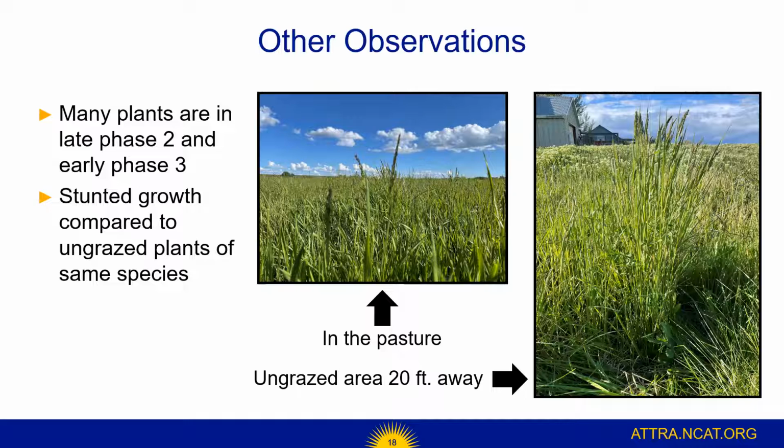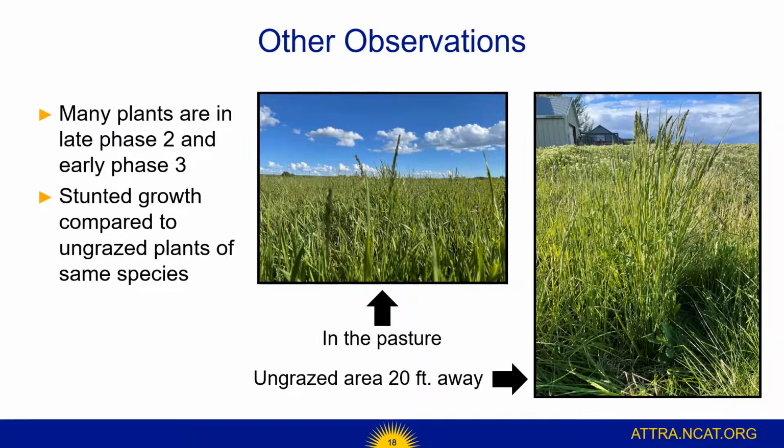And so, where the pasture was, the orchard grass was 10, 12 inches tall. But then on the other side of the fence where I was at, it was like 30 inches tall. So that kind of helped me to know that, obviously, we've got some stunted growth here. These plants aren't doing as well as they should. And so let's go to the next slide, please.